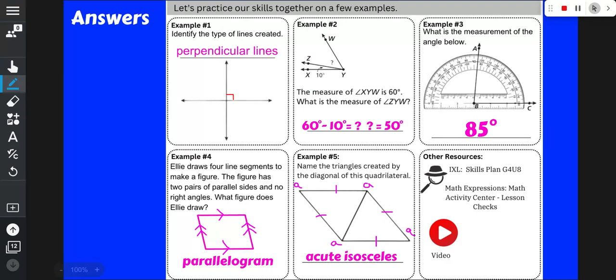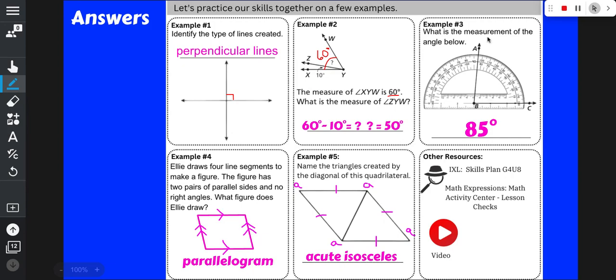The next one, if we know that the angle of X, Y, W is 60 degrees, because this bottom part down here told us that, then we can find our missing amount by doing 60 degrees minus 10 to equal 50 degrees for our missing angle.